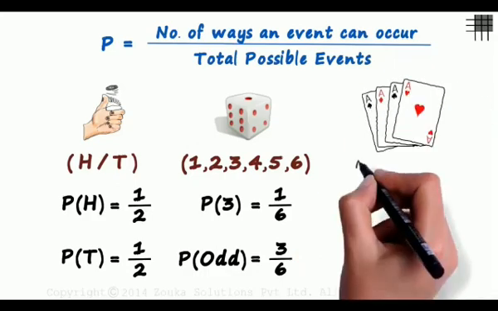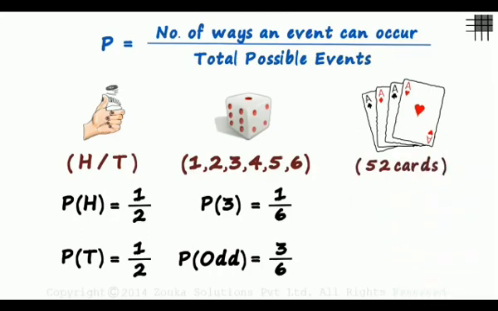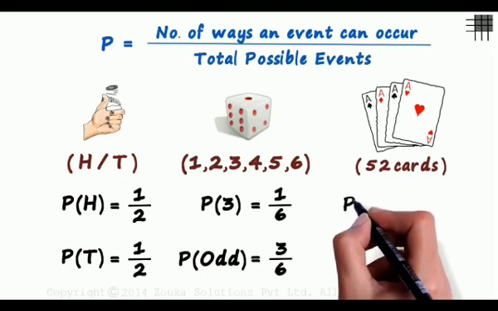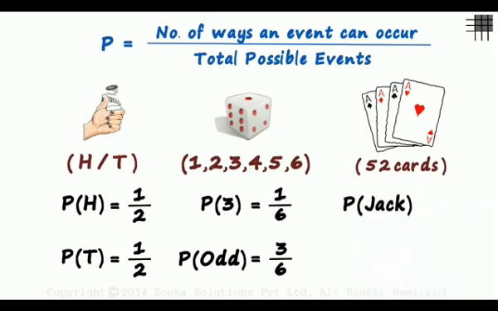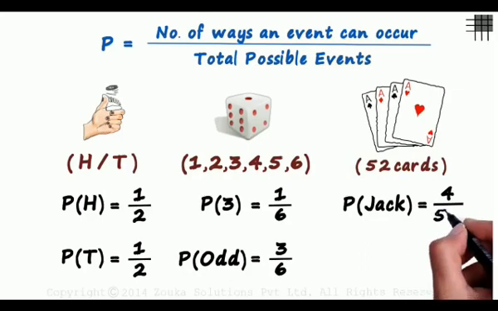And the last example is that of a pack of cards. Let's assume a pack of 52 cards. Say we pick a random card from this pack. What is the probability that we will pick a jack? Think logically. How many jacks are there in the entire pack? There are 4 jacks, 1 in each suit, and the total number of cards is 52. The probability of picking a jack from a pack of 52 cards is 4 over 52.